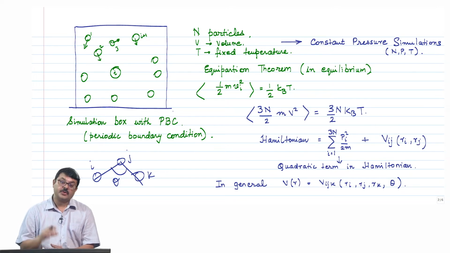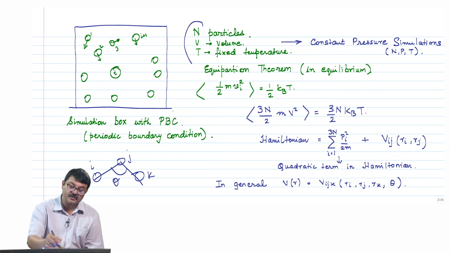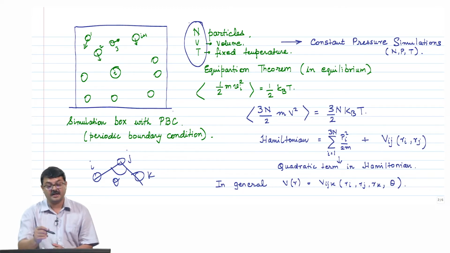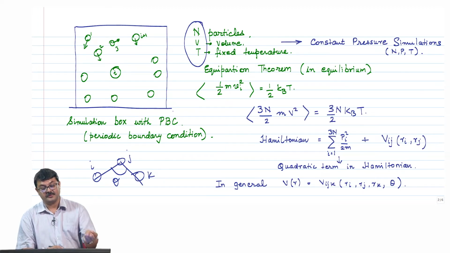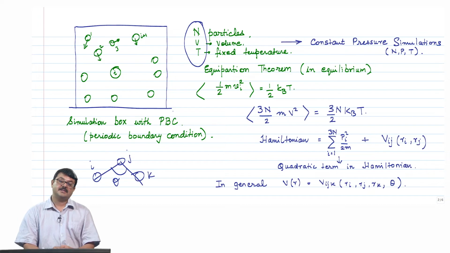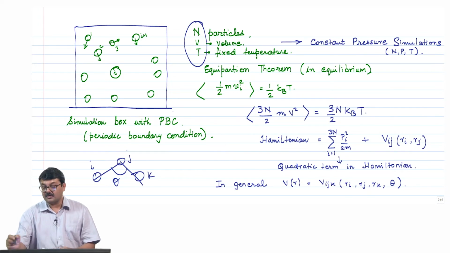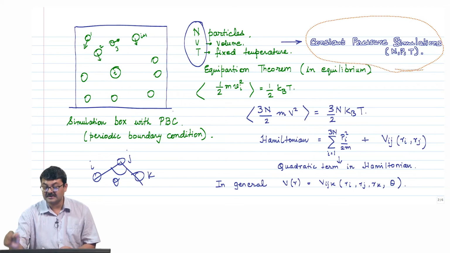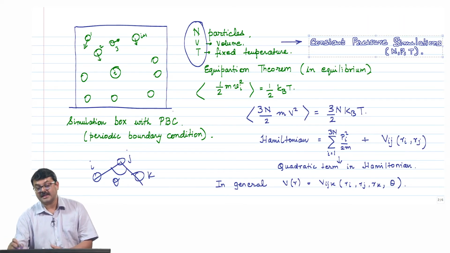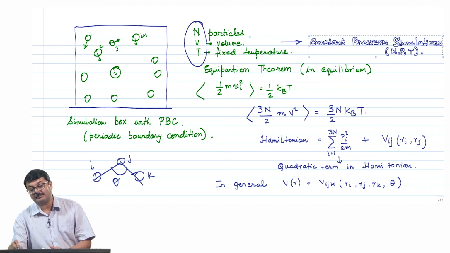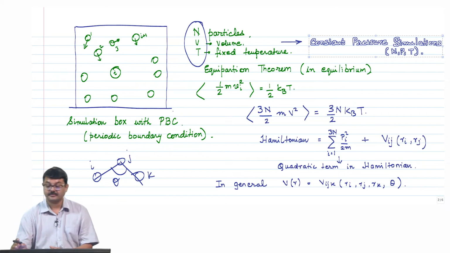You could also have torsion terms if need be, angle dependent potentials. In this course we will be looking at a canonical ensemble where we fix N, V and T: number of particles fixed, volume fixed and temperature fixed. But you could also look at a constant pressure simulation, the NPT simulation: number of particles fixed, pressure fixed, which means the instantaneous volume can fluctuate. Of course, you will have an average volume, and you fix the temperature.